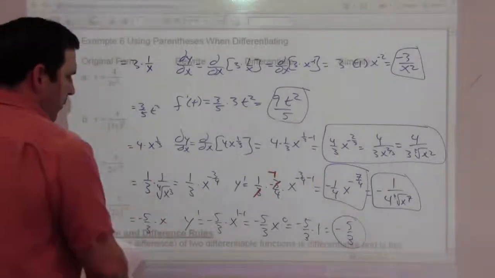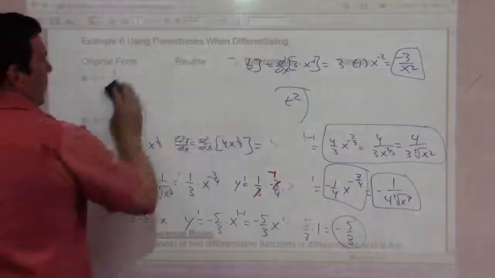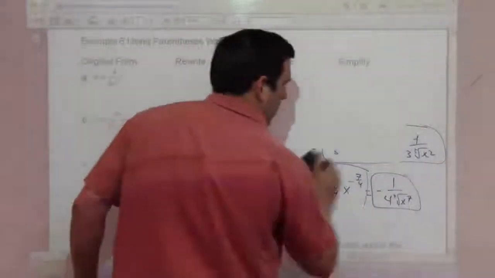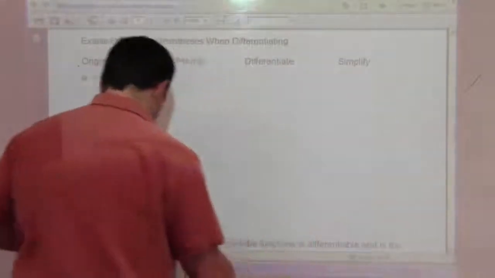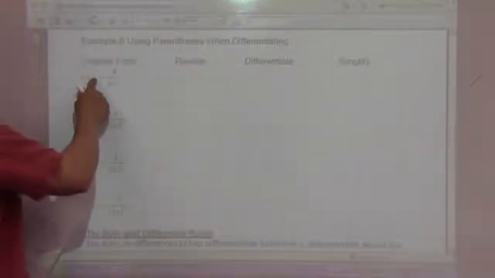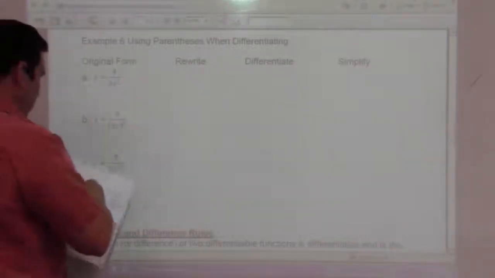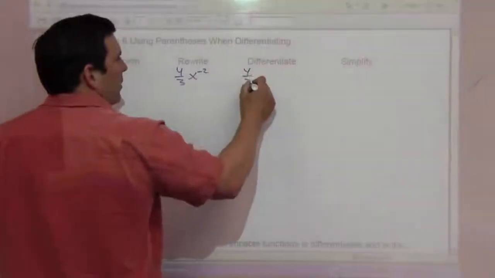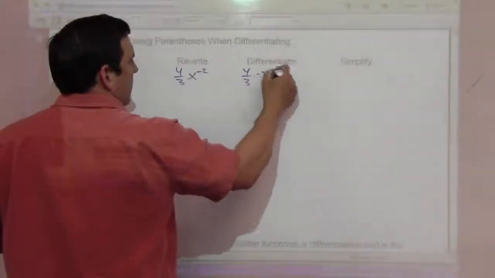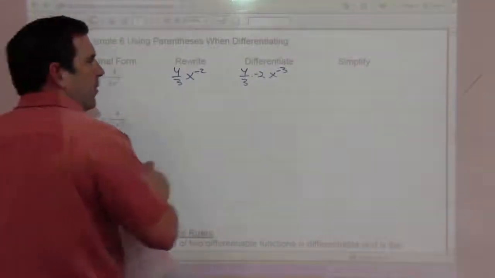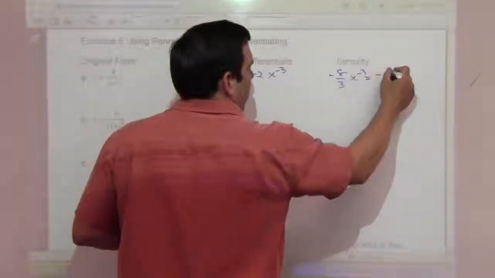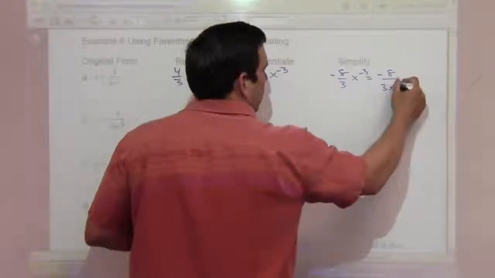It says using parentheses when differentiating. So here we have y equals 4 over 3x squared. I'd rewrite that as 4/3 x to the negative 2. So when you differentiate, you have 4/3 times negative 2 x to the negative 3. Subtracting 1 from that power makes negative 3. So this is negative 8/3 x to the negative 3, or negative 8 over 3x cubed.